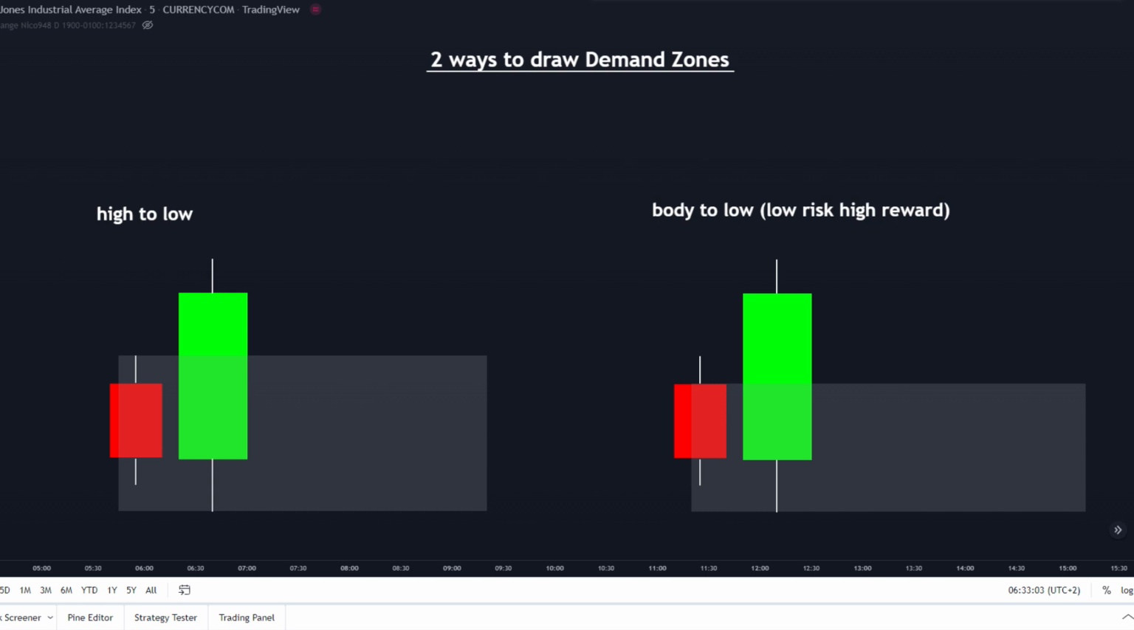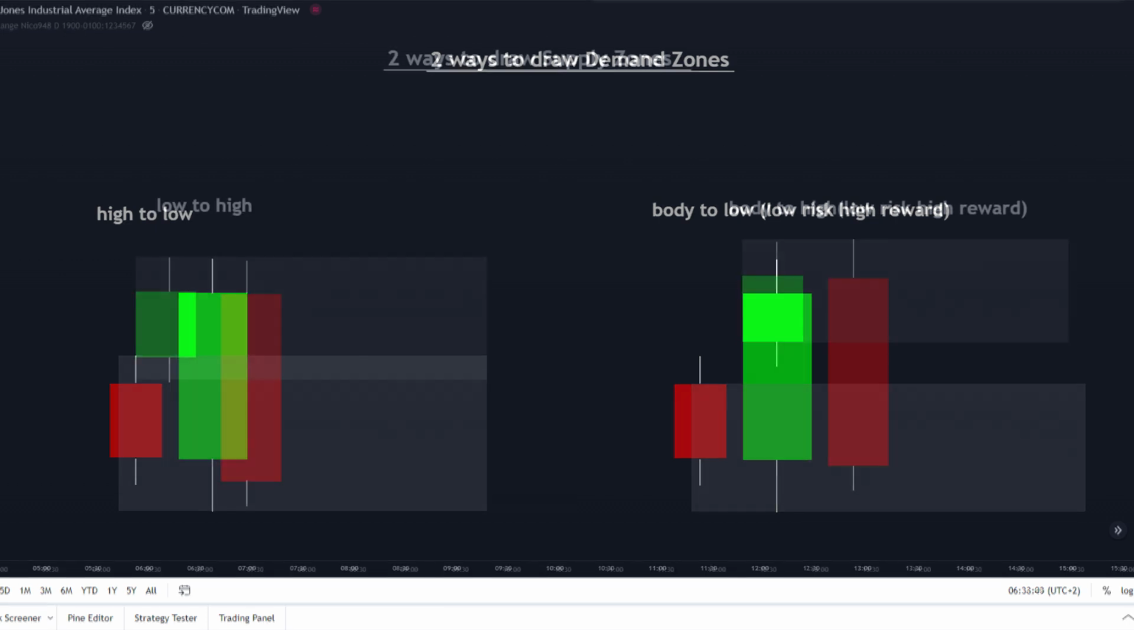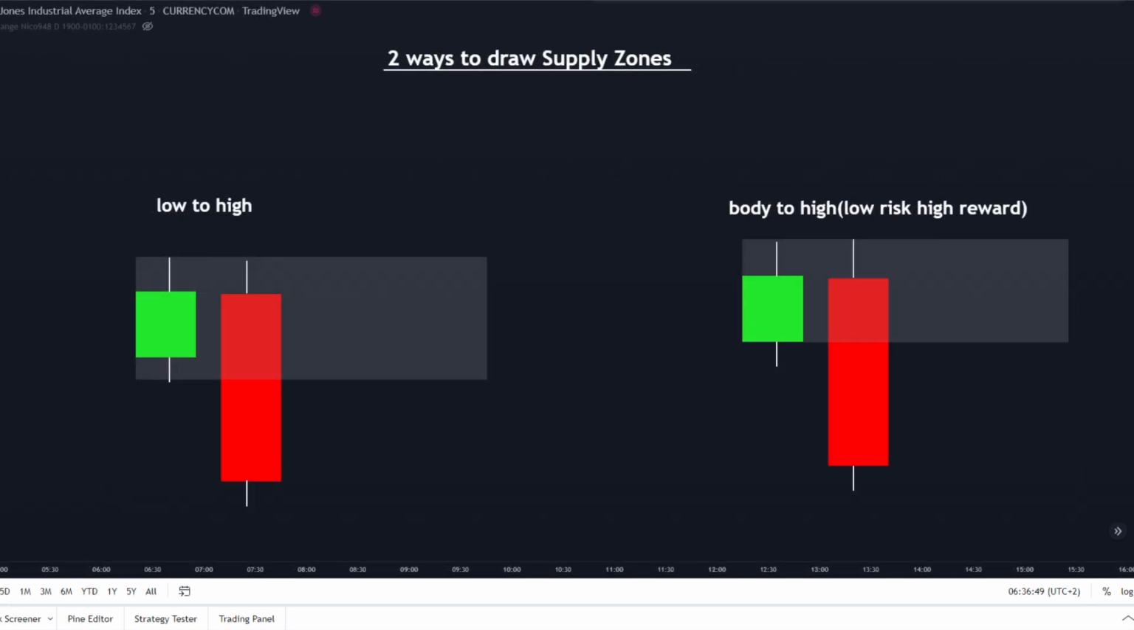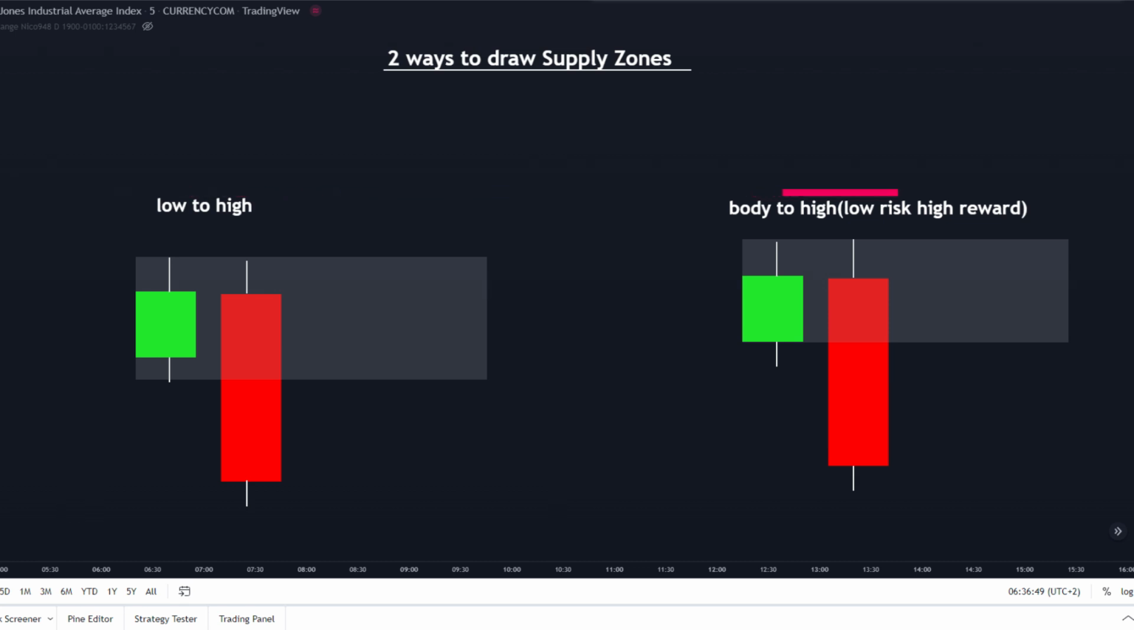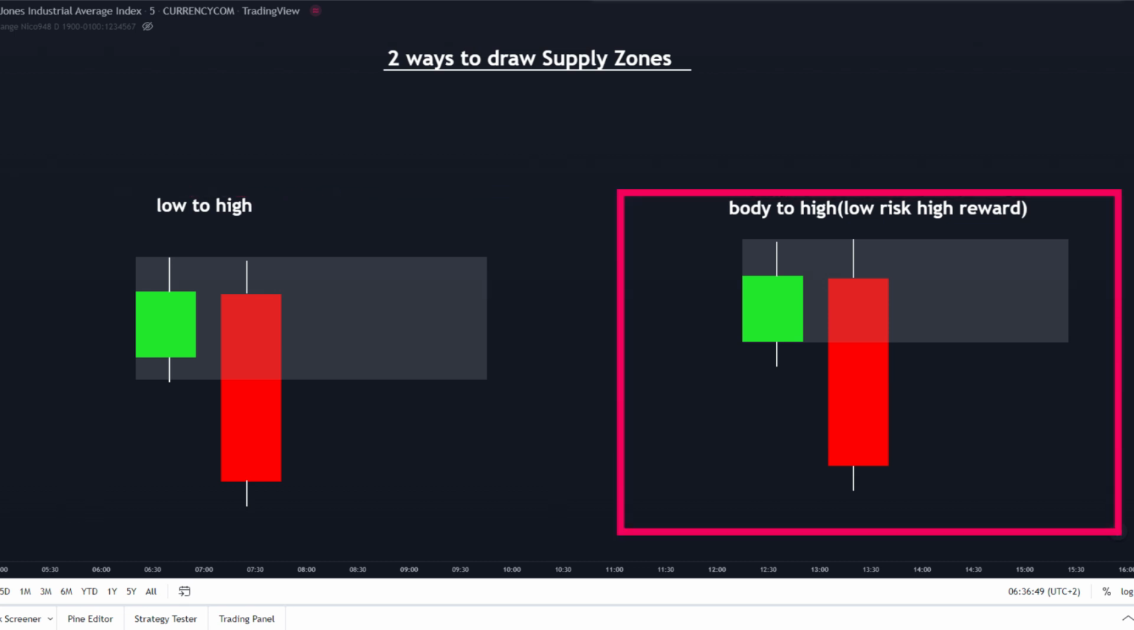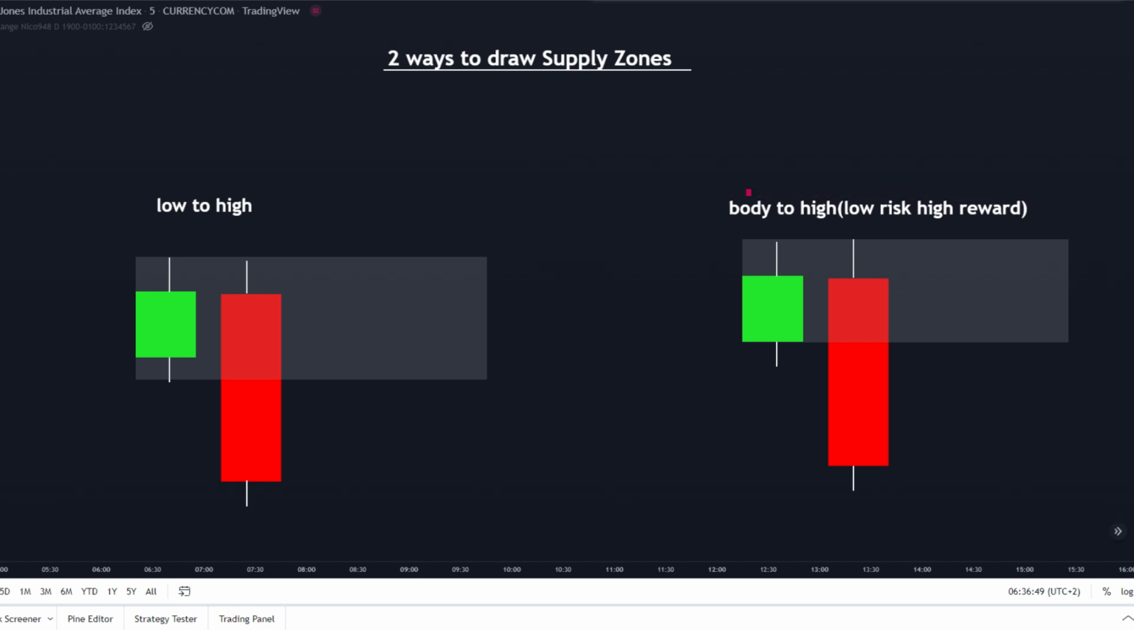Now that we have covered how to draw the demand zones, I know that there are a few traders who can't draw supply zones because it is vice versa. Our brains are wired to think of things always going up, not down. Drawing a supply zone is very easy. So here on the first one we can see that we draw the zone from the previous candle's low to the high. And on the second one we draw the zone from the previous candle's body, or you can also say from the open of the previous candle, to the high.